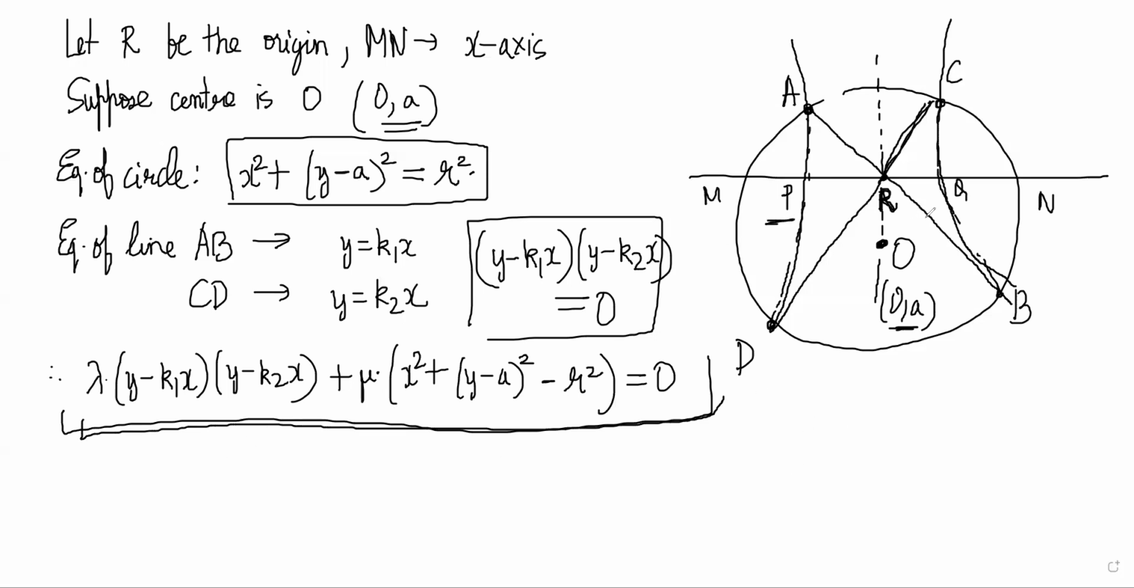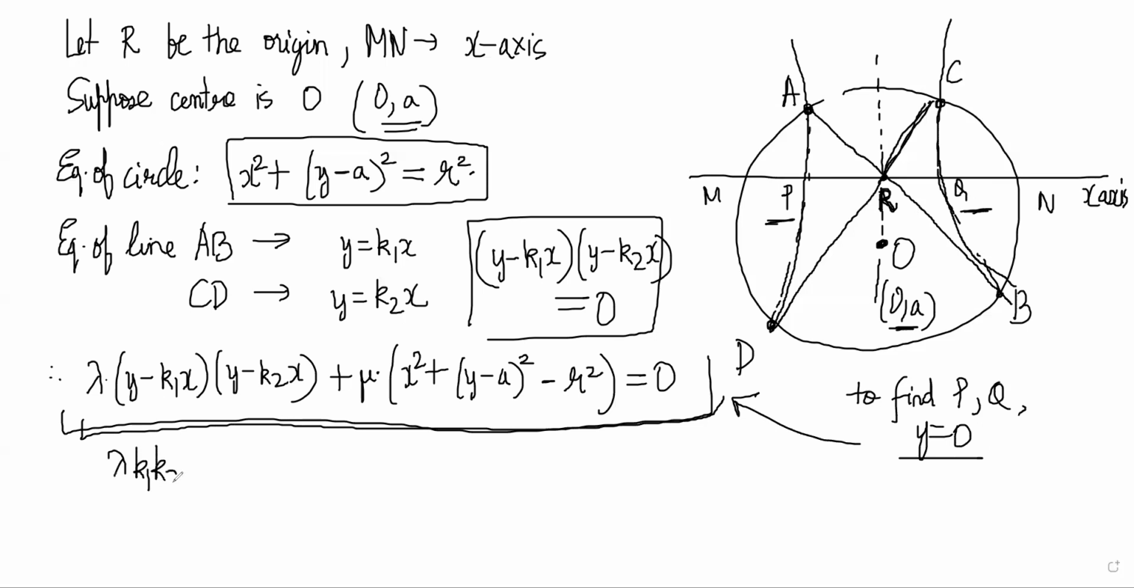So how do I find P and Q here? P and Q lie on my x-axis, right? So we can put y equals 0 in this equation to find P and Q. So this becomes lambda k1 k2 x squared plus mu x squared. I'll collect those terms together: lambda k1 k2 x squared plus mu times (x squared plus a squared minus r squared) equals 0, right?